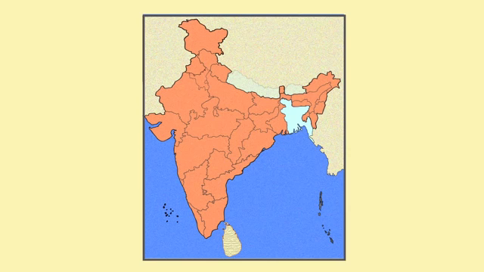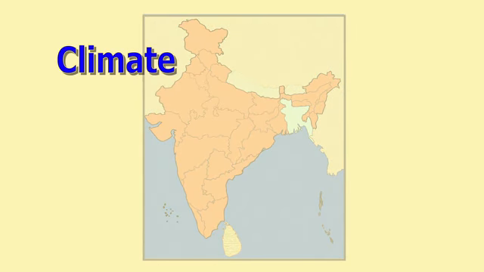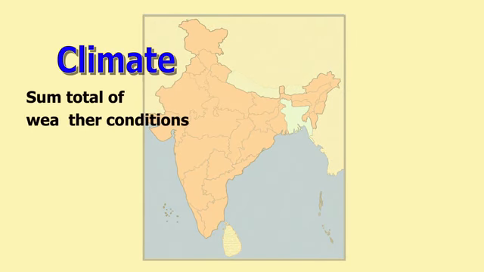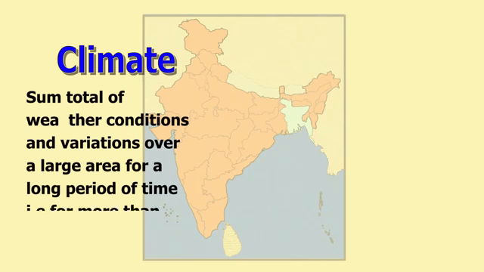In this video, we shall study the climate of India. When it comes to the word climate, it refers to the sum total of weather conditions and variations over a large area for a long period of time. That is for more than 30 years. So, if I study the weather conditions of India for a period of more than 30 years, we come to a conclusion that the climate of India is monsoon type.